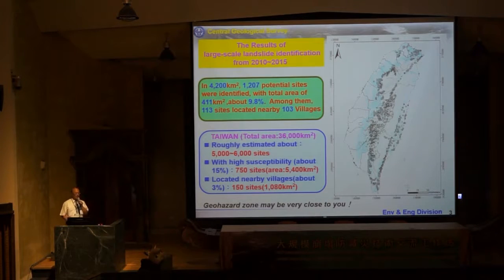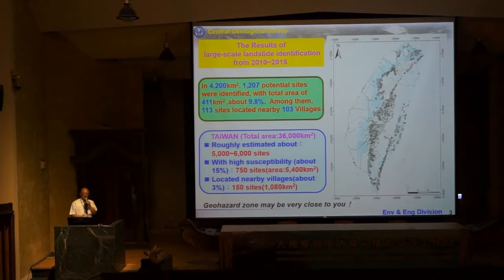As I said, the large scale landslide work was initiated by CGS, also by Professor Lin from NCKU. This is a very simplified result because the total area of Taiwan is about 36,000 square kilometers. But from these 6 years, we identified this kind of potential site. And when we extrapolate to the whole of Taiwan, maybe the figure is like that. We may have roughly 5,000 to 6,000 sites with potential large scale landslide topographic features. Among them, about 750 sites have high susceptibility.